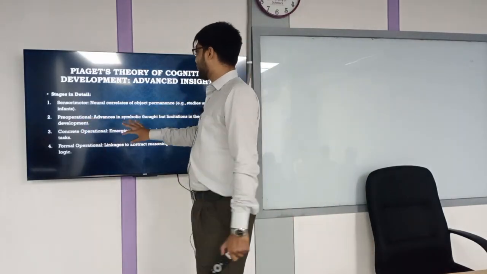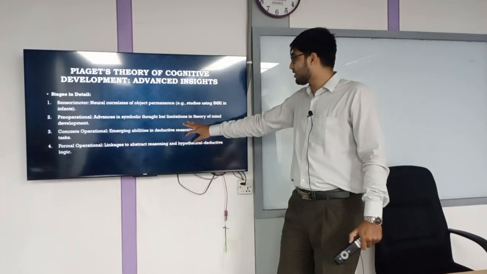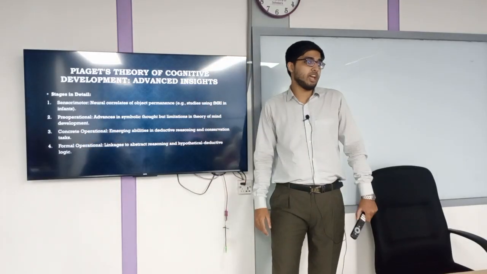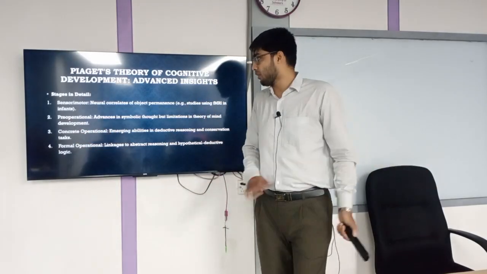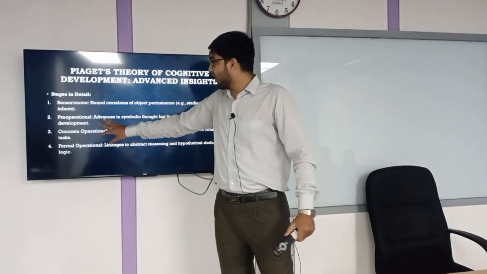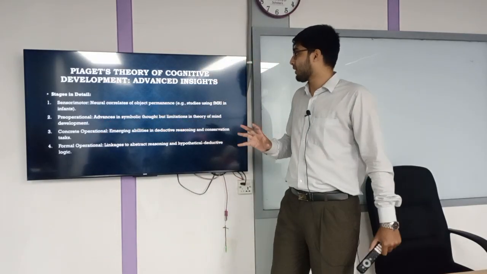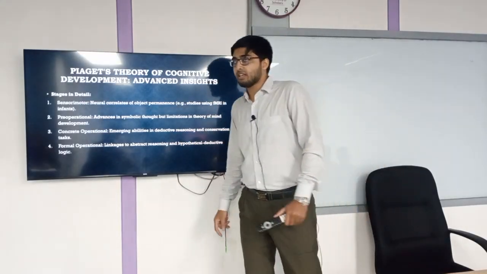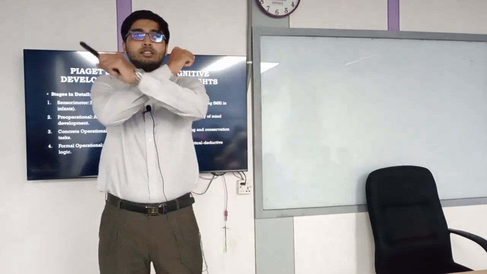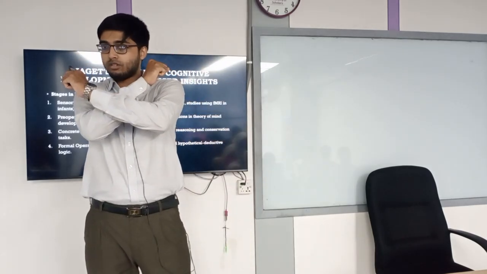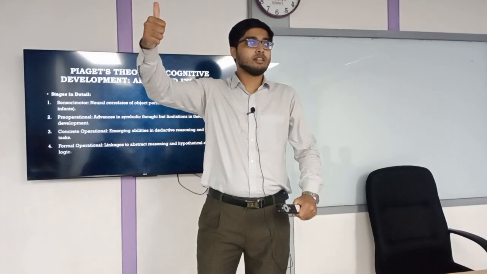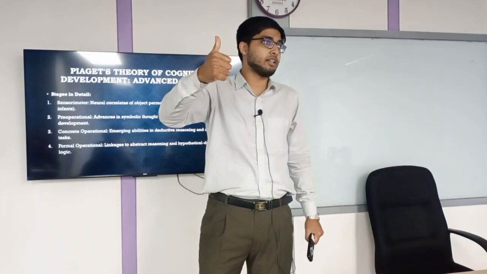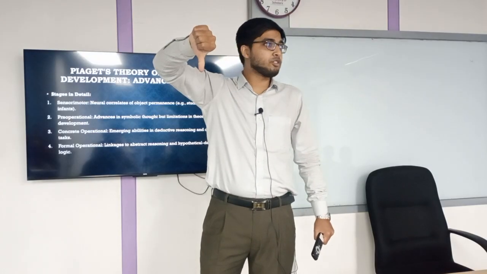Now, pre-operational: advances in symbolic thought, but limitations in theory of mind. We know what age group is the pre-operational stage. Symbolic thought means what? See, the symbols. This is a symbol of a cross. Is this something nice or not nice?